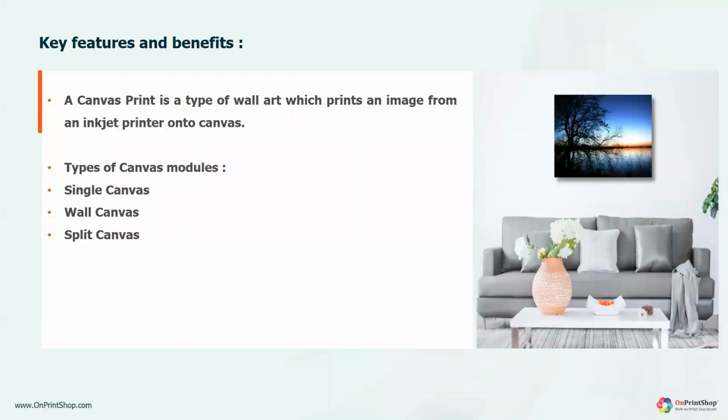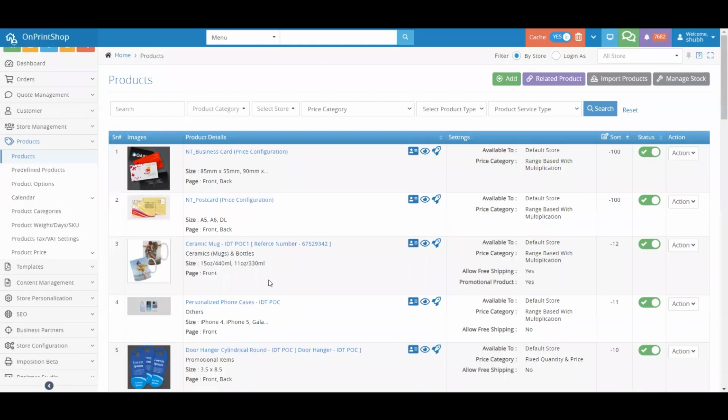Let's talk about key features and benefits. A canvas print is a type of wall art that prints an image from an inkjet printer onto canvas. Here are some types of canvas modules. Number 1, single canvas. Number 2, wall canvas. Number 3, split canvas. Now, let's have a look at the admin.